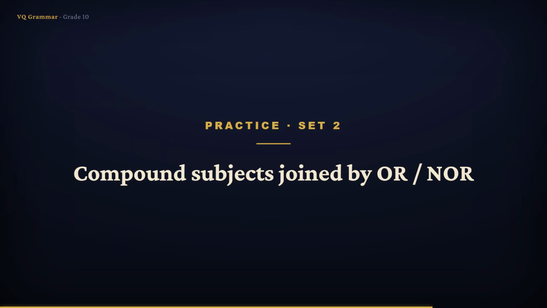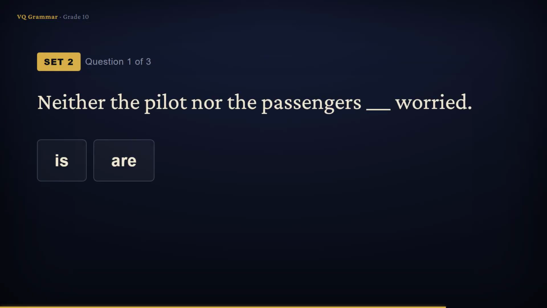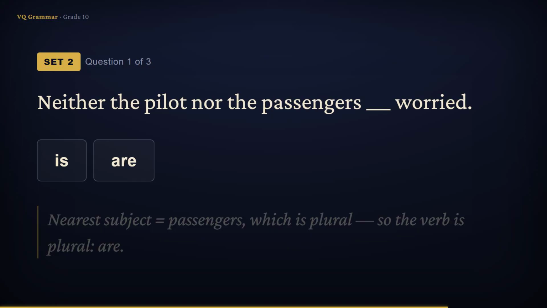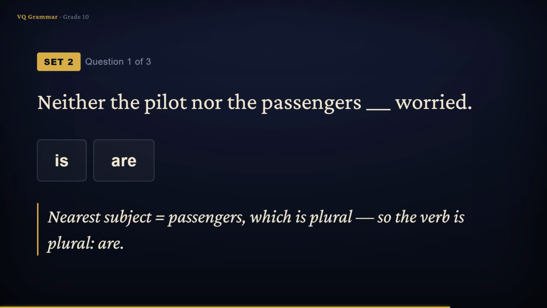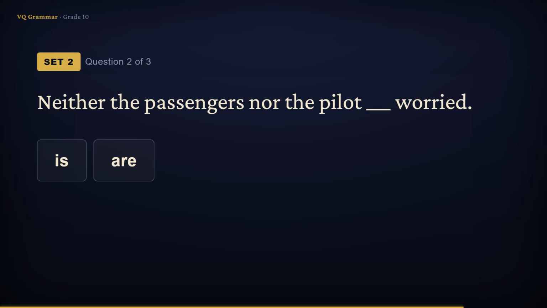Now every subject is joined by or nor. Find the subject sitting nearest the verb and let that one decide everything. Pause and try each before I answer. Neither the pilot nor the passengers blank worried. Slide your finger to the subject nearest the verb. That is passengers, and passengers is plural, so the verb goes plural too. The answer is are.